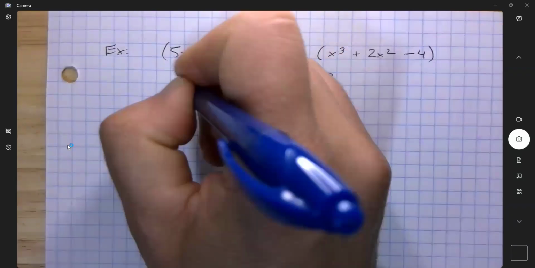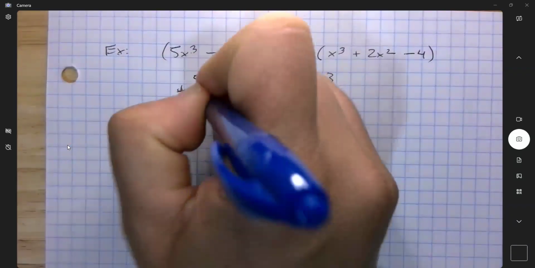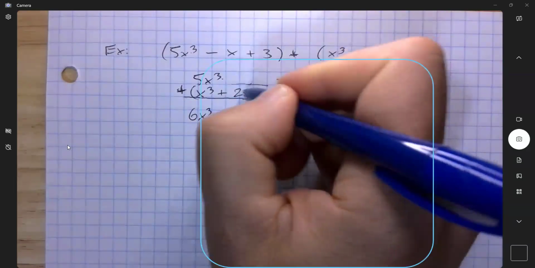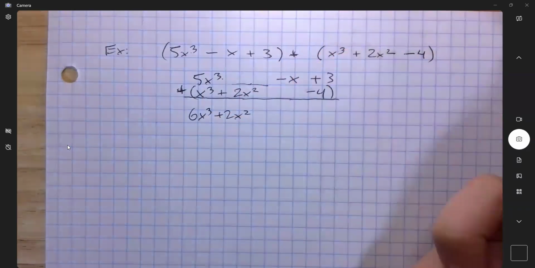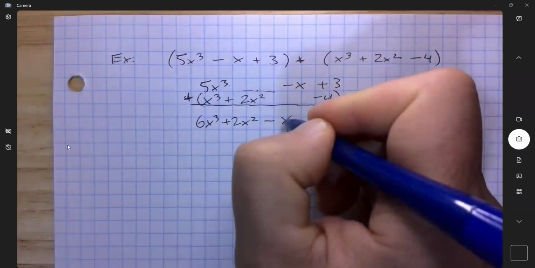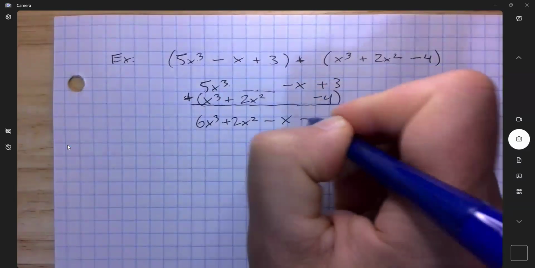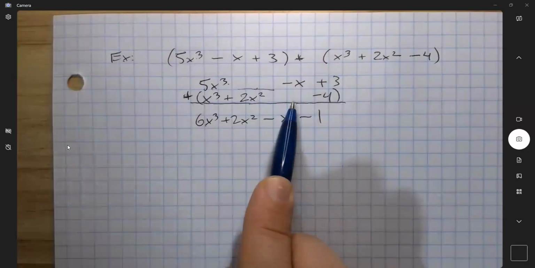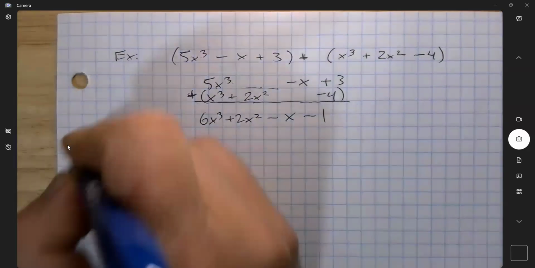So I have 5x cubed plus x cubed gives me 6x cubed. Nothing on the top plus 2x squared gives me 2x squared. Minus x and nothing gives me minus x, and then 3 minus 4 gives me -1. So you can always add up polynomials in this vertical way, even if you don't have paired terms, just by leaving gaps so you can stack everything vertically.